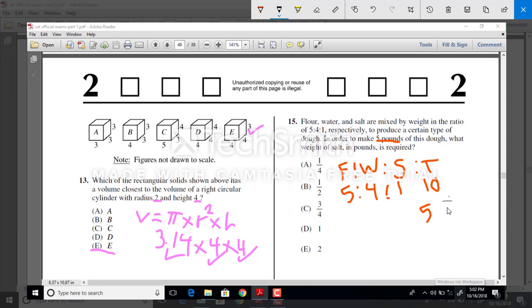So, dividing by 2. If he's asking me about the salt by the same ratio, I will divide 1 by 2, which is 1/2. So, this will be the right answer.